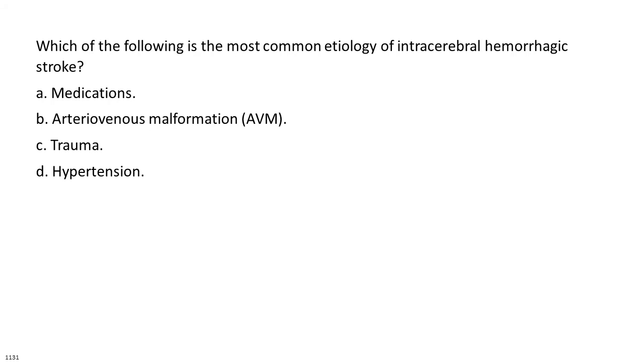Which of the following is the most common etiology of intracerebral hemorrhagic stroke? A. Medications. B. Arteriovenous malformation, AVM. C. Trauma. D. Hypertension.